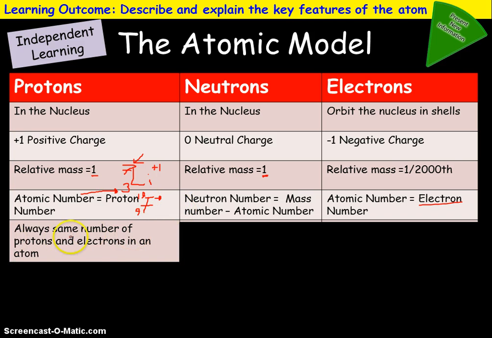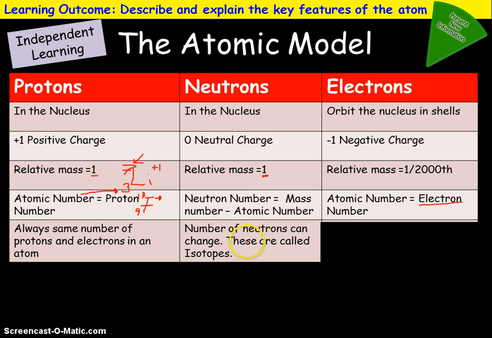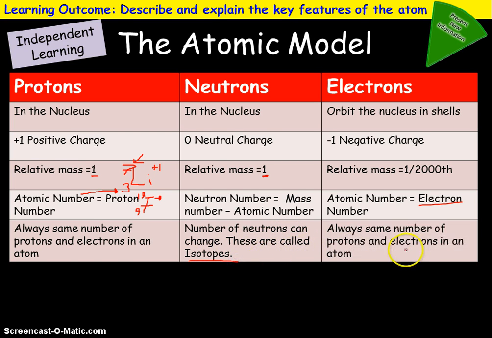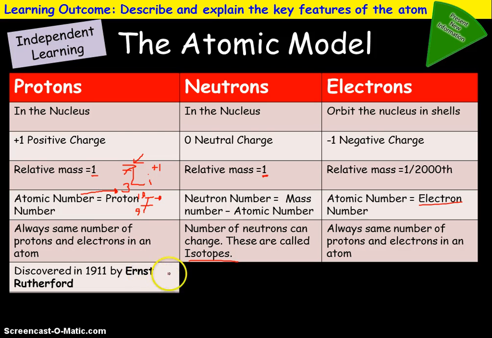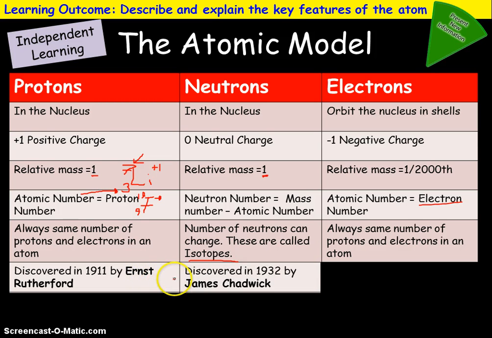So atoms always have the same number of protons and electrons. Neutrons can vary though. Neutrons, if you've got different numbers of those, are called isotopes. So protons were discovered by Ernst Rutherford, as we will discuss in a moment. Neutrons were discovered last. They were discovered by James Chadwick, and the reason it was difficult for those to be discovered was because they don't have an electrical charge. Because the charge is 0, it's very difficult to detect them.